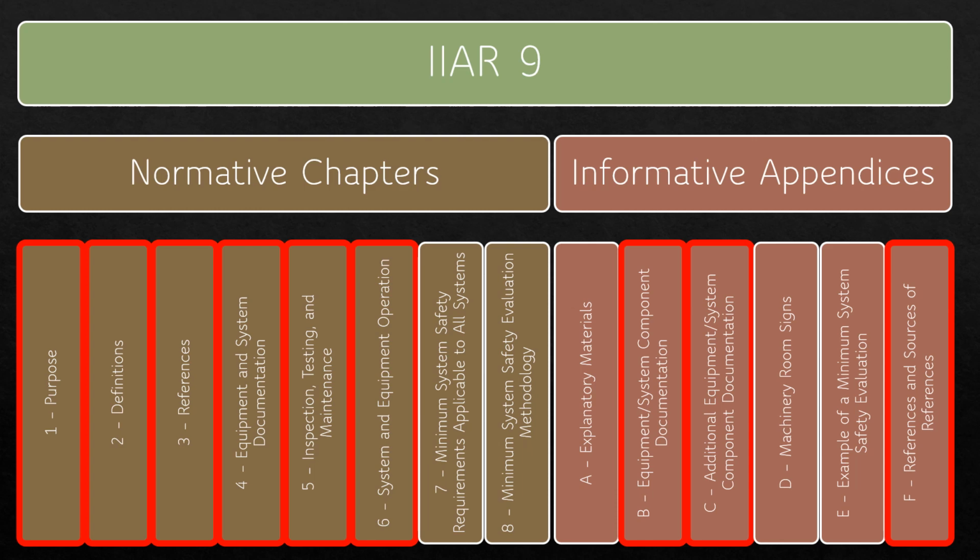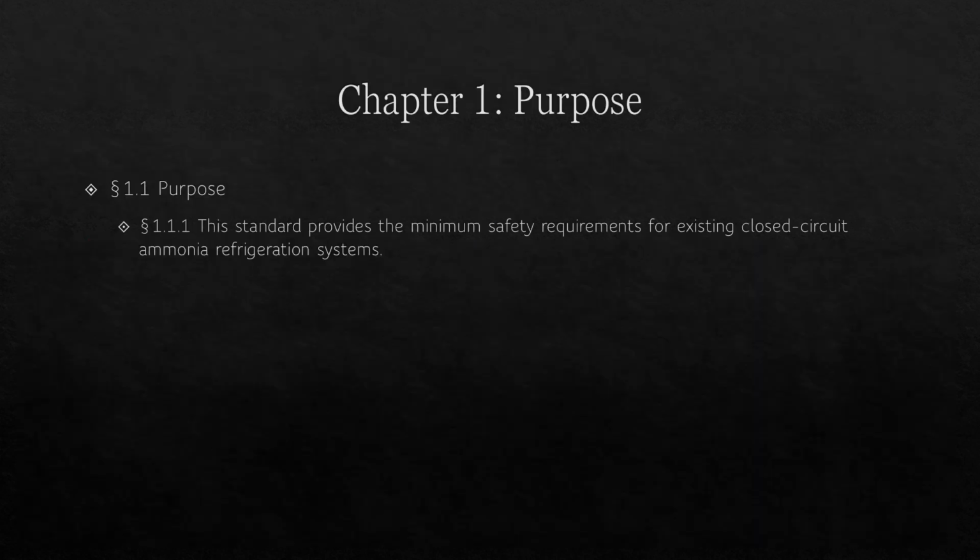In this video, we'll examine the content in chapters 1 through 6 and appendices B, C, and F. While that may appear to be a lot of information, you'll see shortly that these sections contain a relatively small amount of content. Chapter 1 establishes the purpose and scope of Standard 9. Section 1.1 succinctly states that the purpose of the document is to provide the minimum safety requirements for existing closed-circuit ammonia refrigeration systems. The key word in that sentence is existing. This standard is not applicable to the design or installation of new systems.